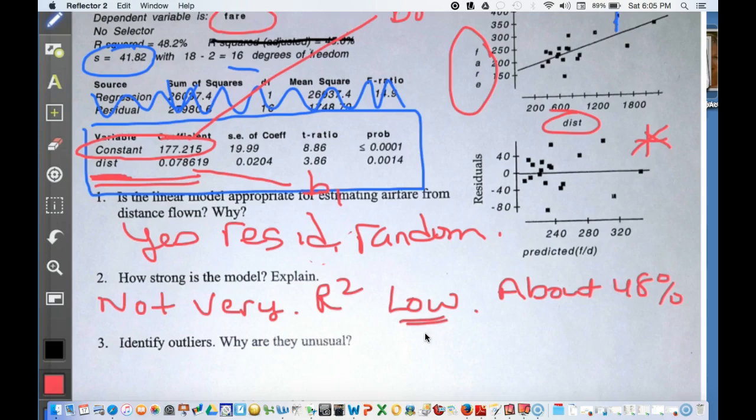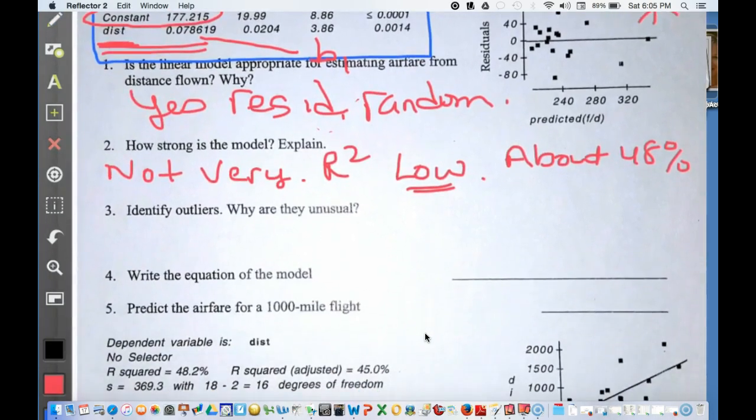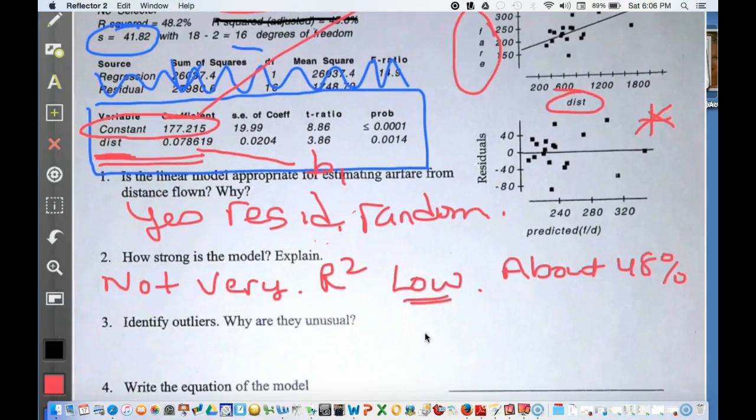Looking at this graph, it also asks you, are there outliers? And we really can't say much about outliers at this point, but we're going to go right now to number 4, which says, what's the equation of this model? Now, we already said that we are predicting fare. So fare is on the y-axis.